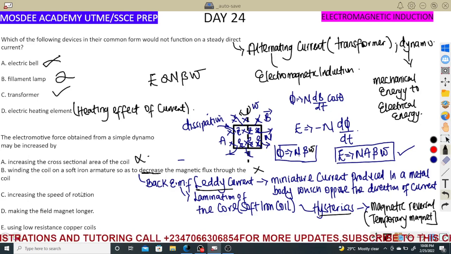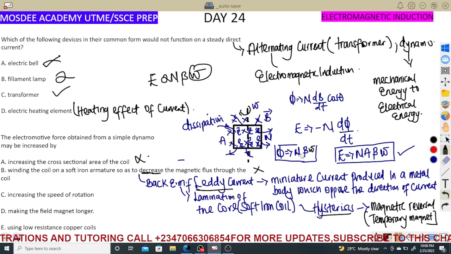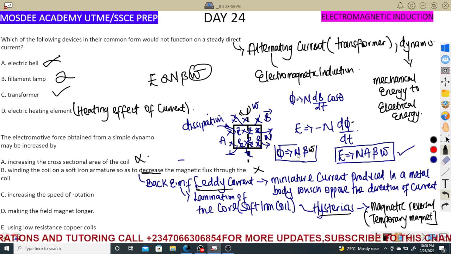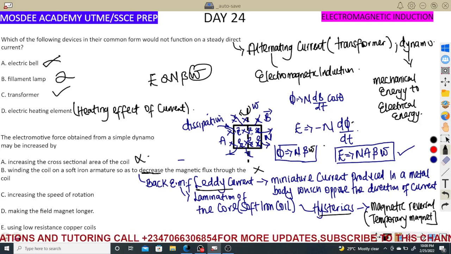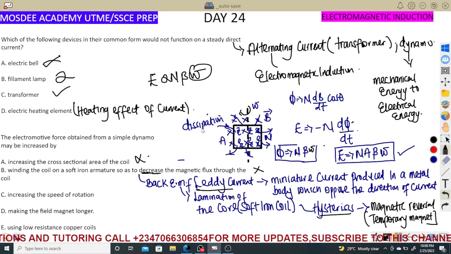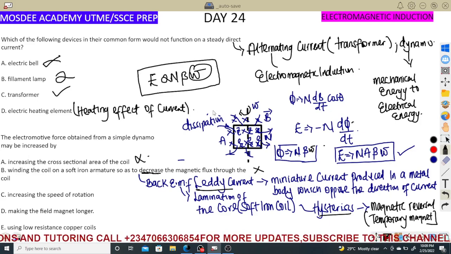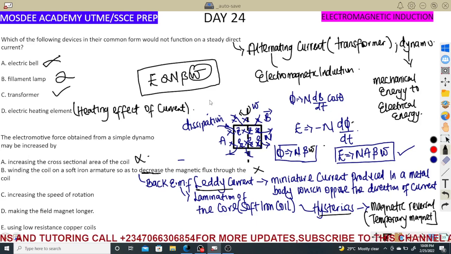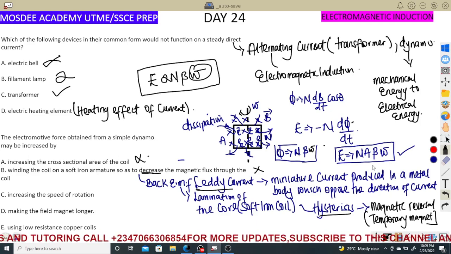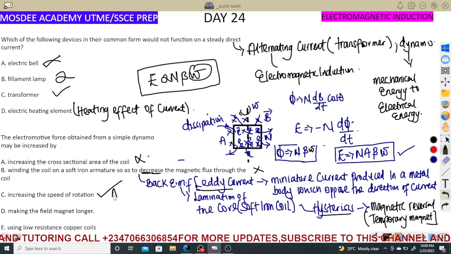Look at the third one. Increasing the speed of rotation. What is speed of rotation? Omega. You can see. So electromotive force is proportional to what? The rate of change of flux. This is proportional to NBω. So we can say electromotive force is also proportional to NBω. So in full, we are saying NABω. But directly for a dynamo, we categorize it that way because no matter how big or how small the area is, it is the rate at which the coil is rotating that determines the amount of electromotive force that is generated. So increasing the speed is very correct because we're talking about angular speed or angular velocity. So that's the answer to the question.